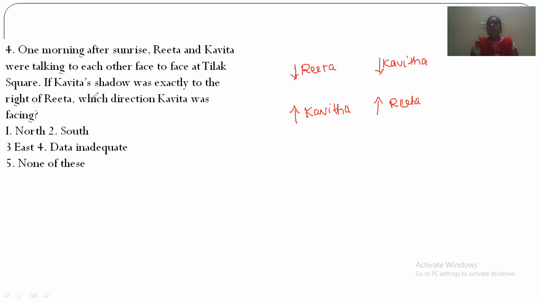Now, Kavita's shadow was exactly to the right of Rita. Kavita's shadow is to the right of Rita means, if one person is facing the opposite direction, the other person's right becomes the left of the earlier person. Isn't it?